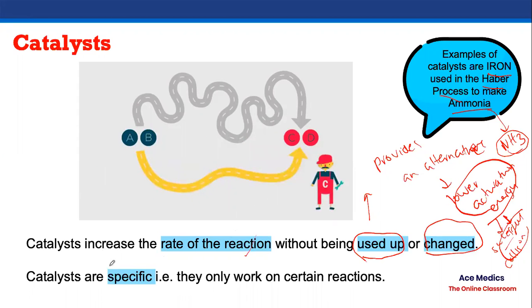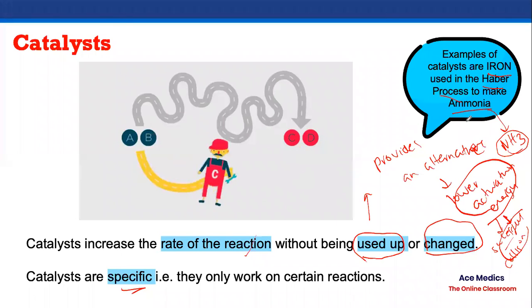An important other concept to know about catalysts is that they're very specific. So you can't use iron in any other reaction as a catalyst. You can only use iron in the Haber process to make ammonia. They only work on certain reactions under certain conditions as well.